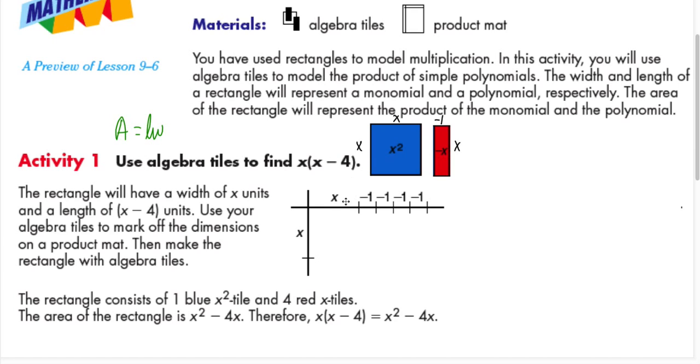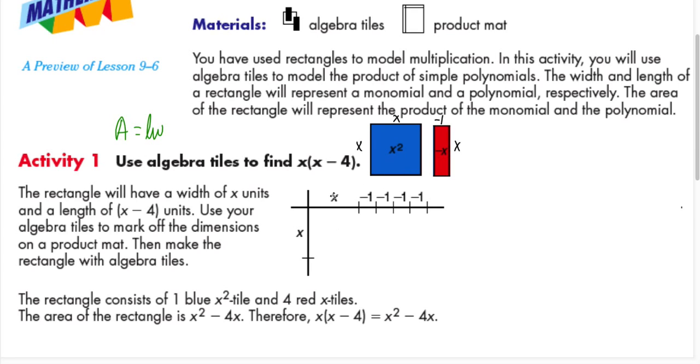So you'll have the length of x units, that's your x right there, and a width of x minus 4, and this is how we represent x minus 4: 1 x, and 4 units, that becomes negative 4. Use algebra tiles to mark off the dimensions on the product map and make the rectangle with algebra tiles. So basically what we want to form with x times x minus 4 is a rectangle.